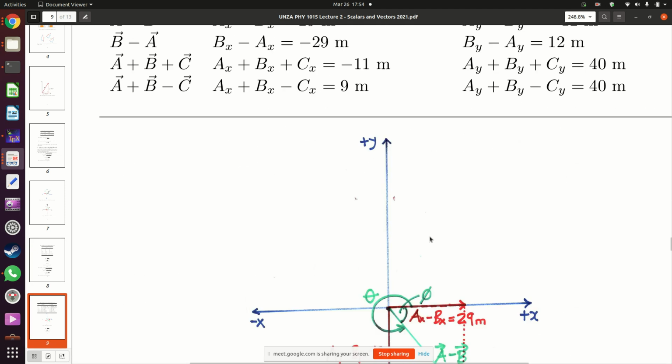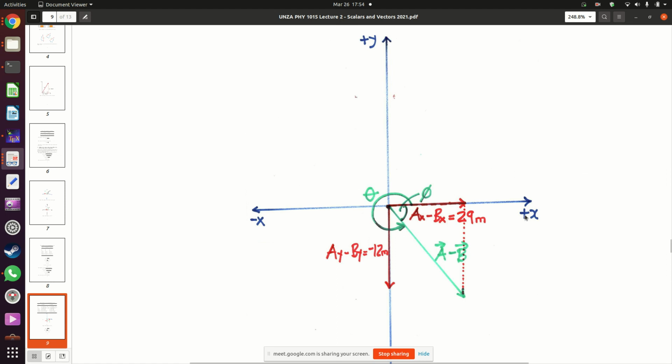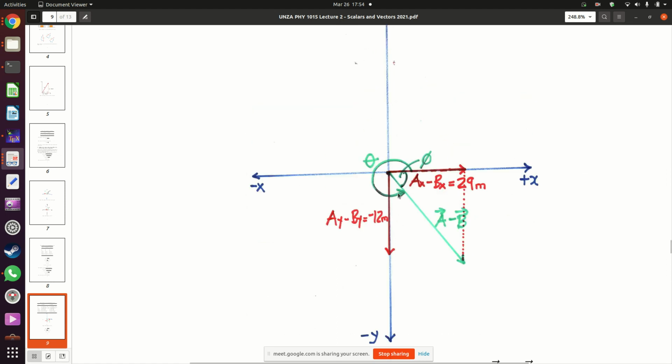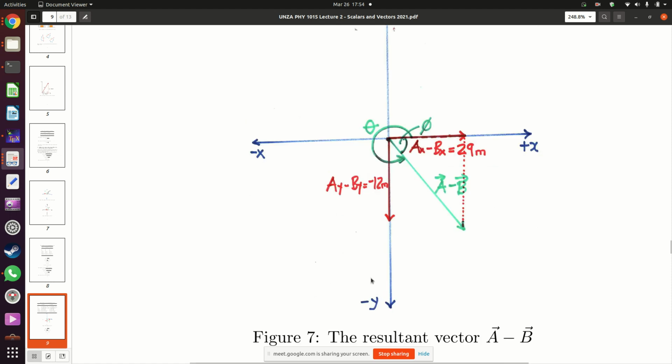So when we sketch our xy plane, so here, plus x, then minus x, plus y, minus y. Along the x-axis, that's where we have ax minus bx, which is equal to 29 meters. This line here, that line is 29 meters. Then along the y-axis, we have ay minus by, and that is minus 12 meters. The minus is because it's pointing in the negative y direction.